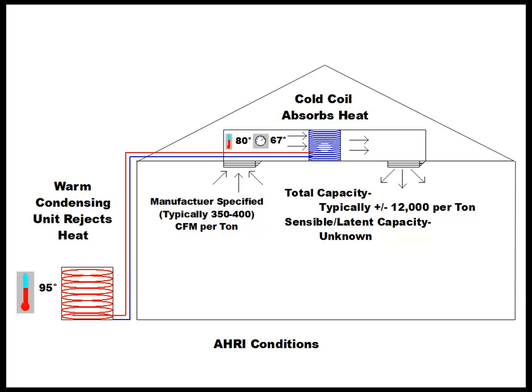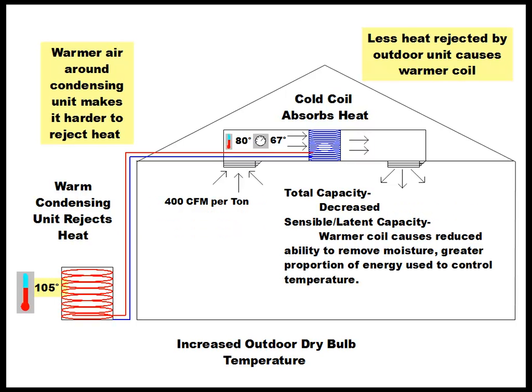But what happens when we install this system in a climate where the outdoor temperature is much higher? Well, in this situation, the warmer air around the condensing unit won't absorb heat as quickly. After all, the condensing unit is where refrigerant goes to cool off. The hotter it is outside, the less it's going to cool off. Just makes sense. And if the condensing unit gets rid of less heat, the refrigerant will come back to the coil warmer, which in turn makes the coil itself warmer, thus making it harder for the coil to cause condensation and remove moisture from the air.